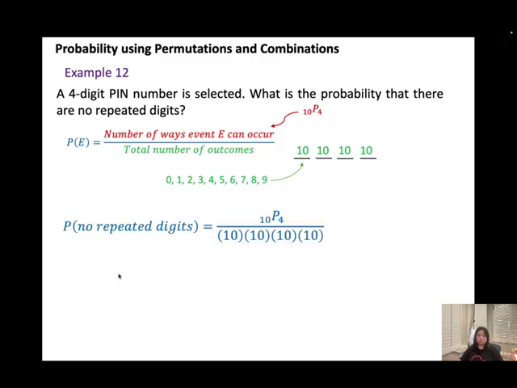So the probability will be the favorable E, which is this one, over the total outcomes. Use your calculator. Round to 3 decimal places. You should get 0.504.